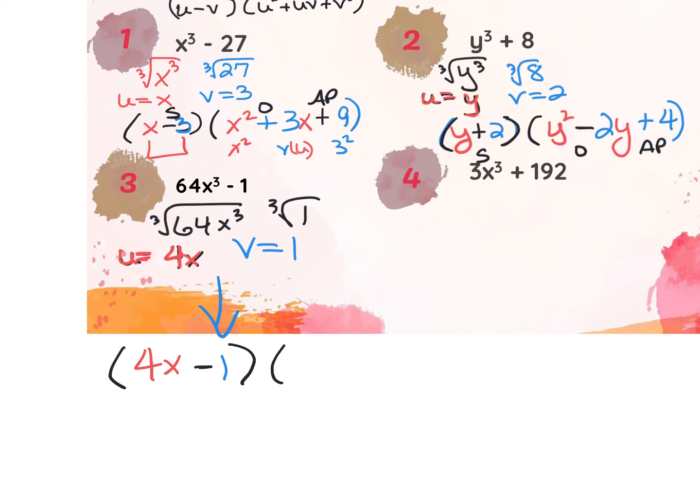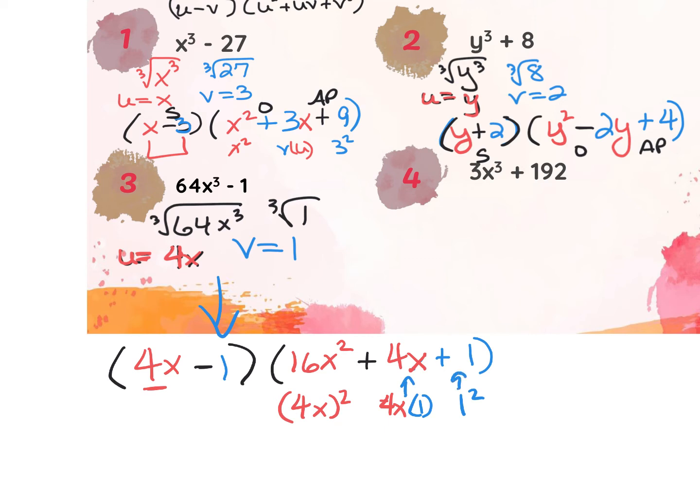Now, when you square this one, the term that's going here is this u value squared. So this becomes a 16x squared. Because not only are you squaring the x, you're also squaring the 4. Opposite sign, multiply the 4x times the 1, and that gives me 4x. And then last, always positive, 1 squared. So this is 1 squared, and then this one was the 4x times the 1, and that's how you got that one. And you're done. Let's try the next one.